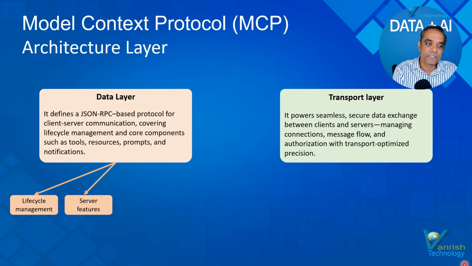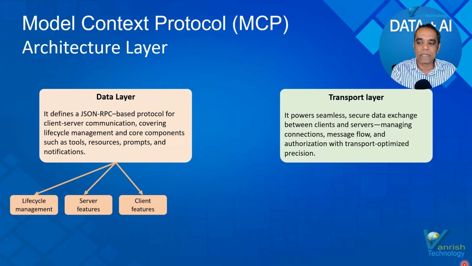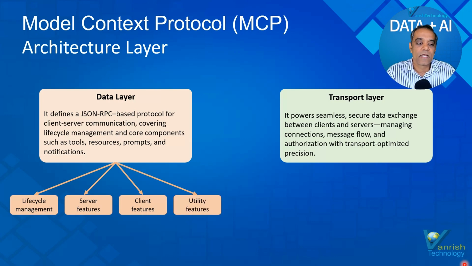The third one is client features. They enable the server to ask the client to sample from the host LLM, elicit input from the user, and log messages to the client. The last one is utility features, which support additional capabilities like notifications for real-time updates and progress for long-running operations.